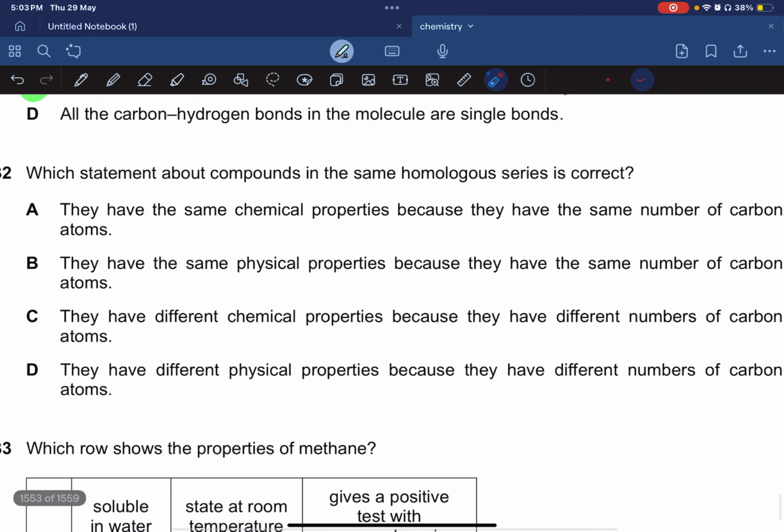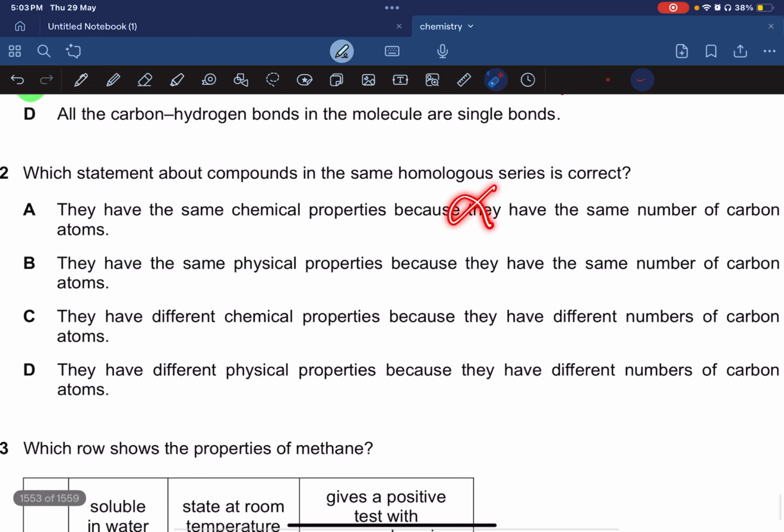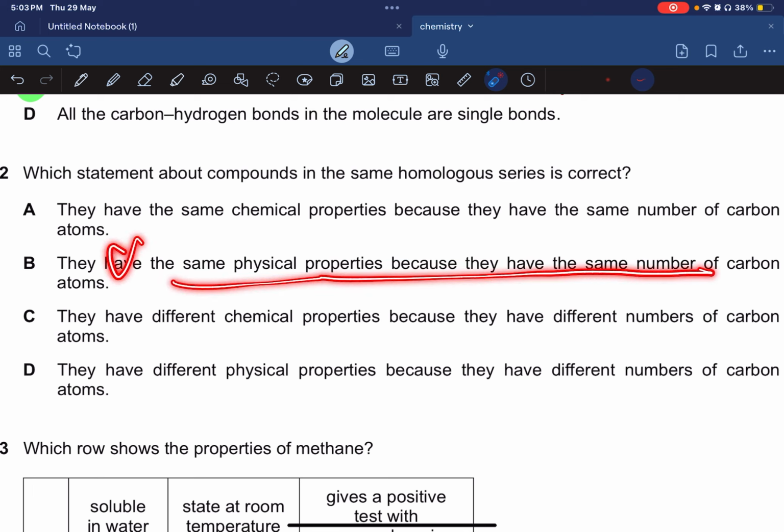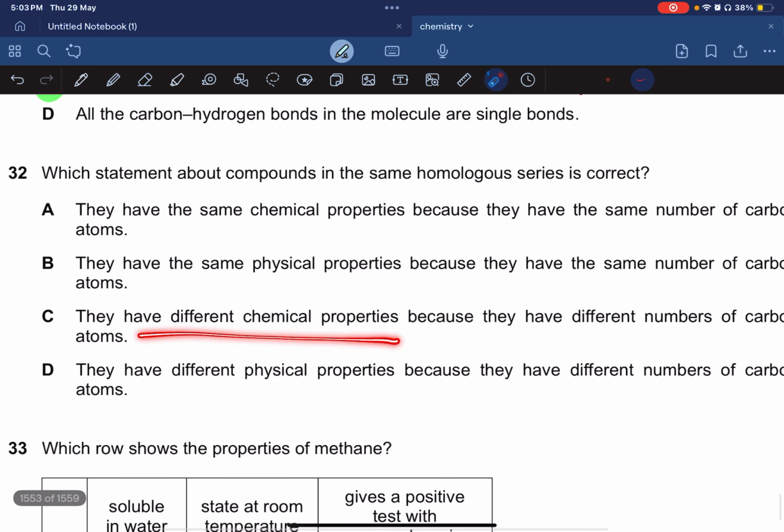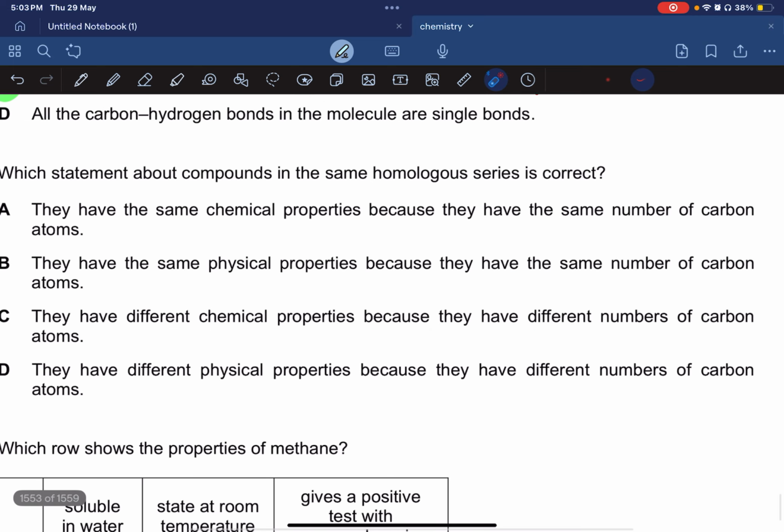They have the same chemical properties because they have the same number of carbon atoms. No, they don't. Methane, ethane, propane, butane, heptane, hexane, pentane, all these have different numbers of carbon atoms, okay? Though they are all in the same homologous series, the alkanes, they have different physical properties because they have different numbers of carbon atoms.